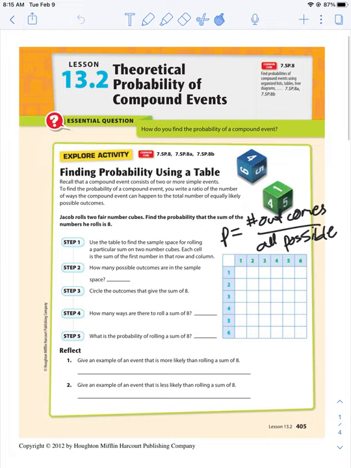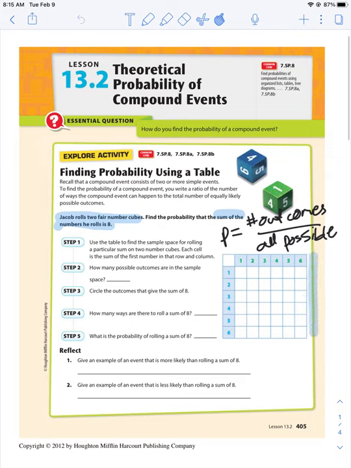All right, so in this example, Jacob rolls 2 fair number cubes. Find the probability that the sum of the numbers he rolls is 8. All right, well, we're assuming that each cube has 6 faces. So you have 6 outcomes on the first cube and 6 outcomes on the second cube. So step 1 is to use the table to make a sample space. We're going to do that now.